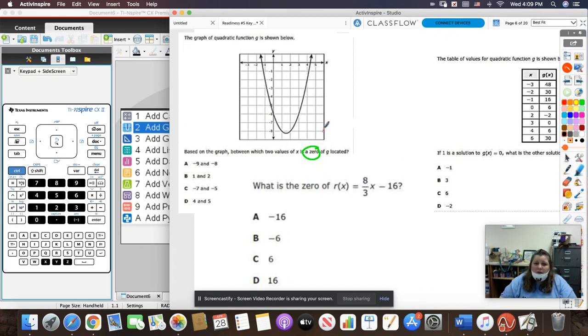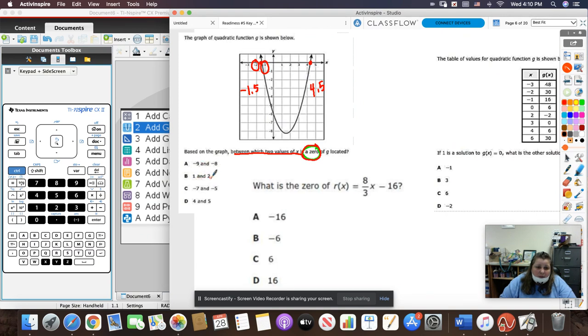Let me use a different color. A 0 located. So again, it's asking me for that 0. That means it's the x-intercept. It's wanting to know this point and this point. And this one is a little bit tricky because we know it's like negative 1.5 approximately, and this is in between 4 and 5, so that's like 4.5. But that's not what this is asking. It's asking between which two values is the 0. So it's between negative 1 and negative 2.